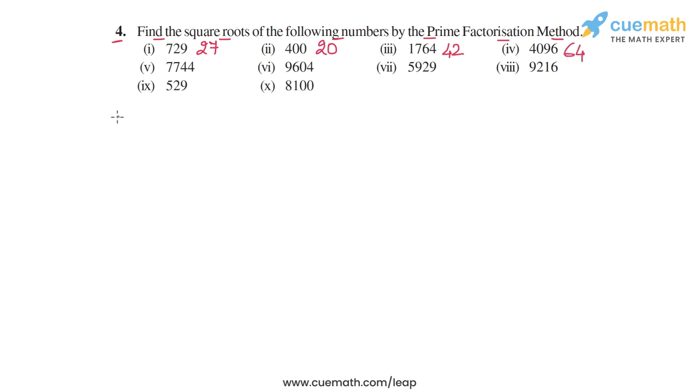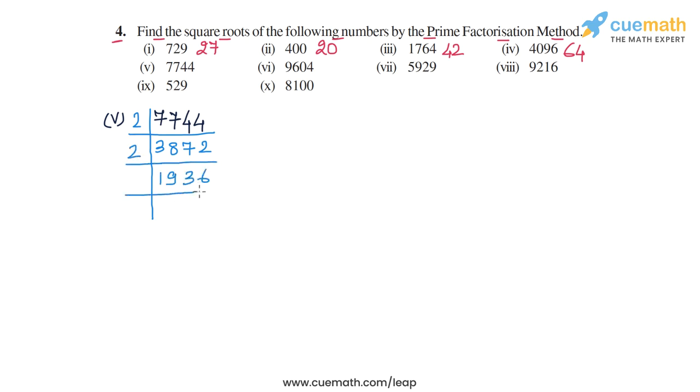Now let's do part 5. In part 5 the number is 7744 and this is an even number. So we will start the prime factorization process with 2. So divide this by 2 and that will give us 3872. Now this is still even, so we divide by 2 again and that gives us 1936.